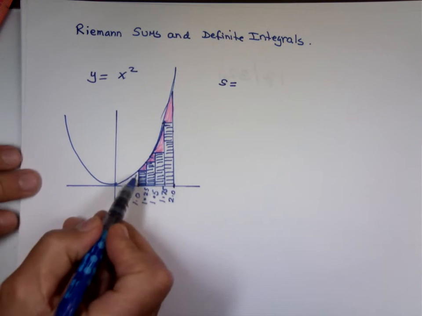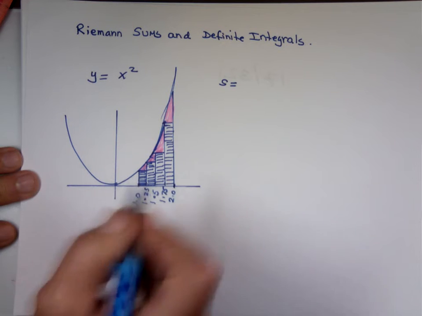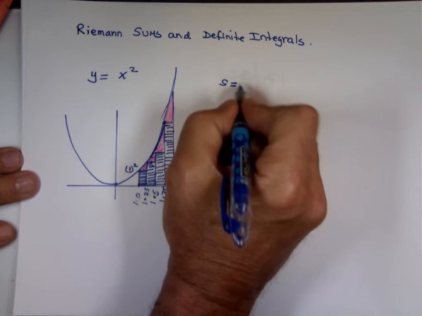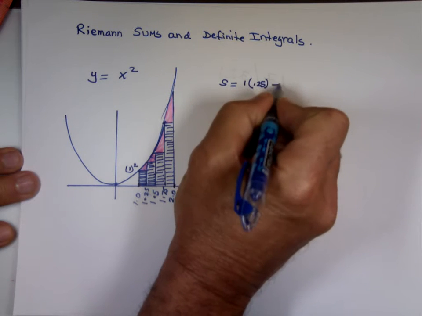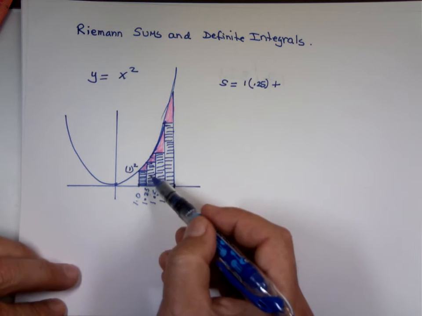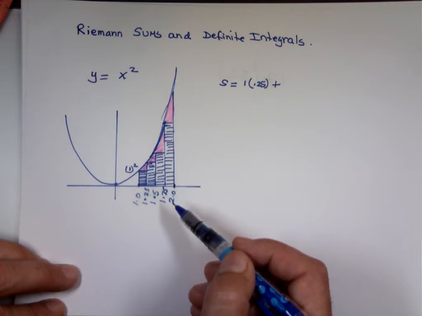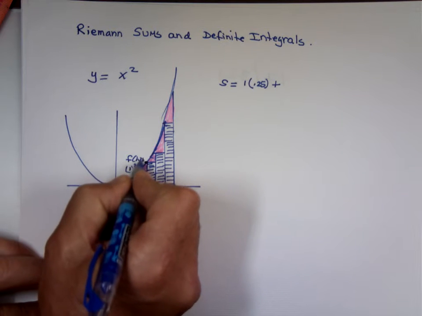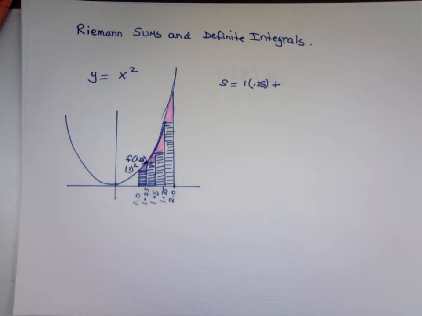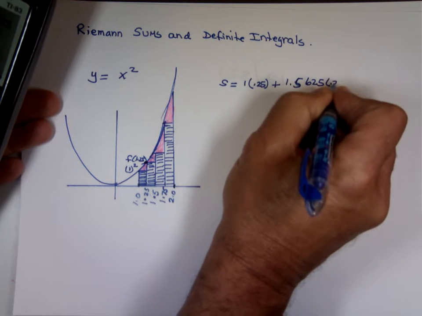So to find that, I need to know the height of this. Well, the height of this is the y value when x equals 1. When x equals 1, what's 1 squared? Which is 1. That would be 1 times the gap here. What's the width of that? 0.25. Plus, let's look at the second piece. That's this one. Well, what's the height? Isn't that the y value when x equals 1.25? So this is f of 1.25. So what is 1.25 squared? When you square that, it's 1.5625 times the 0.25, the width.